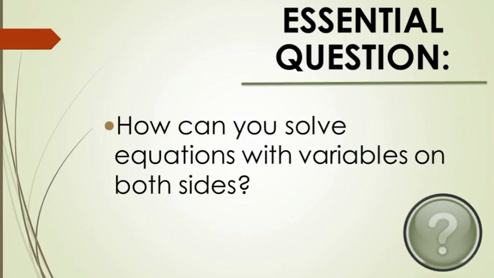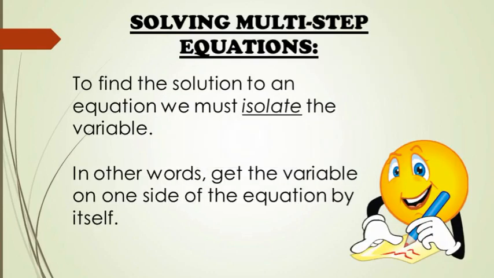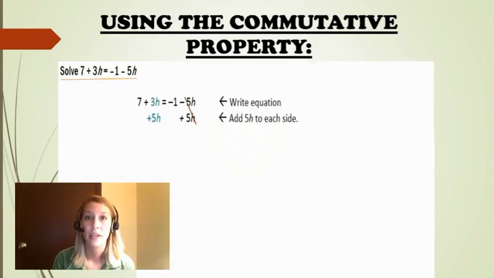So in other words, you should be able to explain this to somebody else to help them figure out how to solve equations with variables on both sides so that you isolate the variable only on one side and then solve for it. As a friendly reminder, when solving multi-step equations, it's important to remember that in order to find a solution to an equation, you must isolate the variable. So in other words, to isolate the variable, you have to get the variable on one side of the equation all by itself.